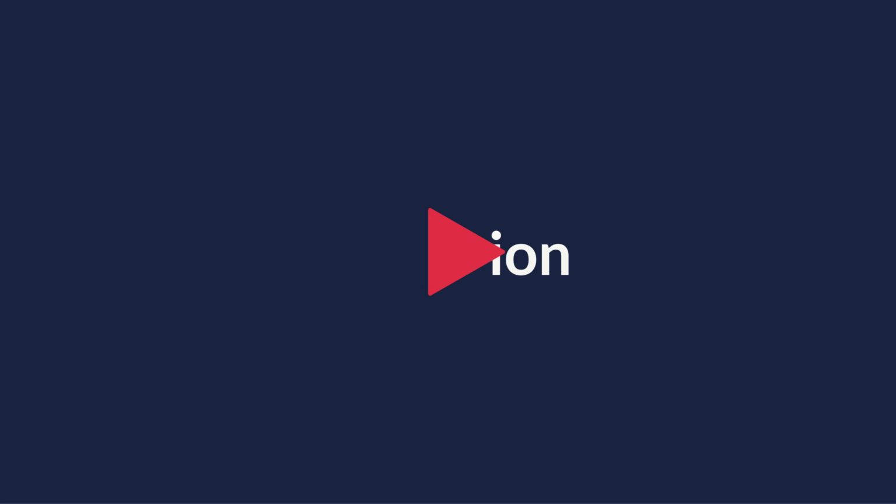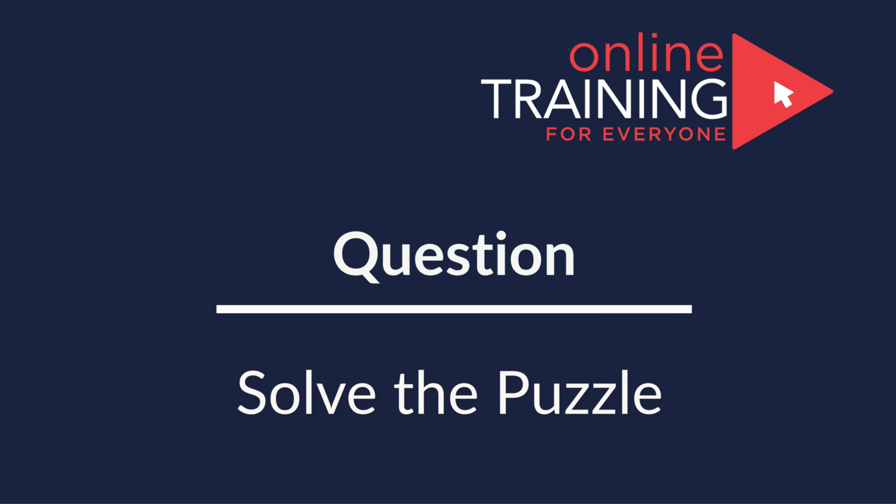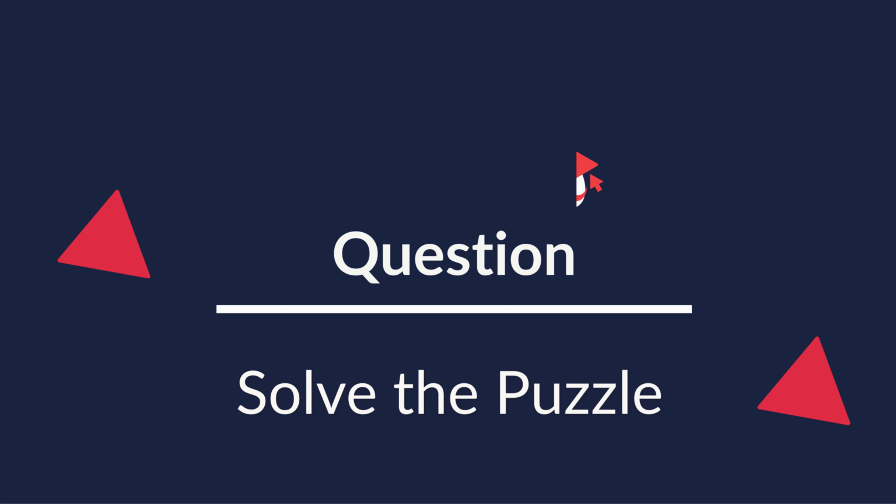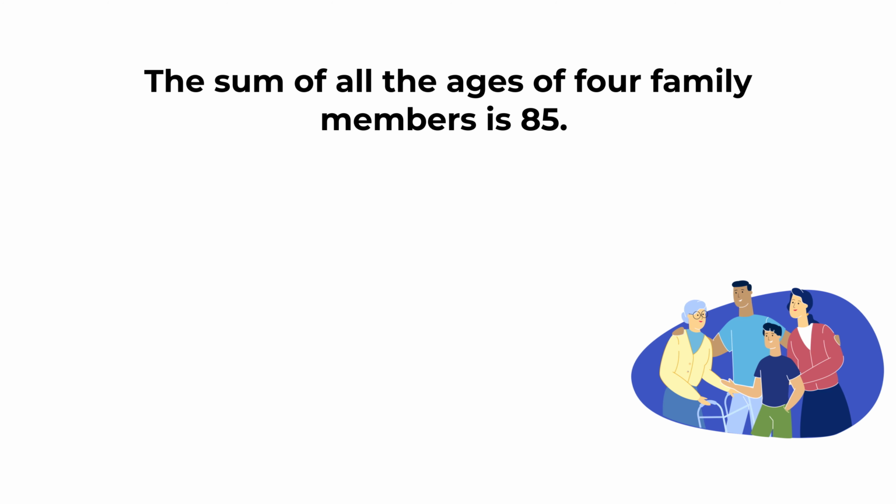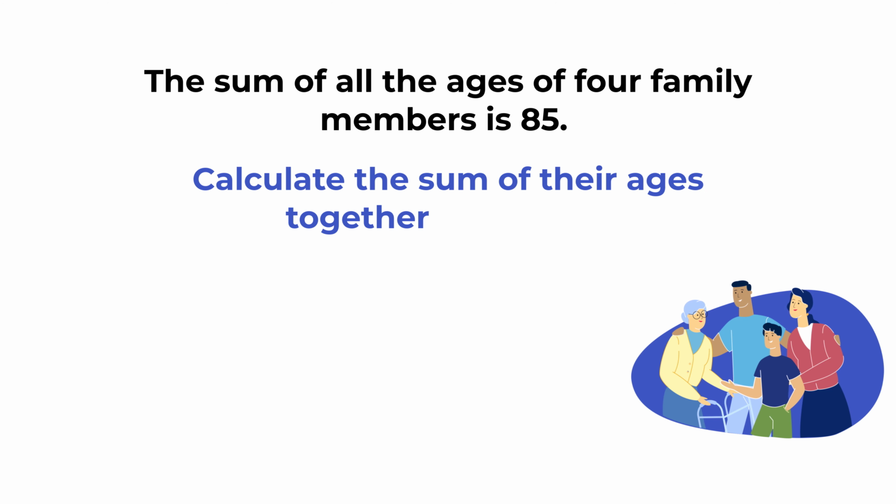Here's the puzzling question that you might frequently see on the test. The sum of all the ages of 4 family members is 85. What would be the sum of their ages together in 5 years?